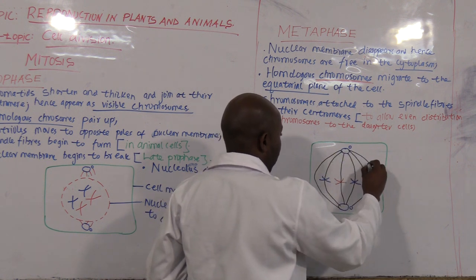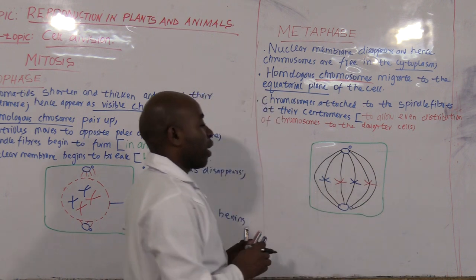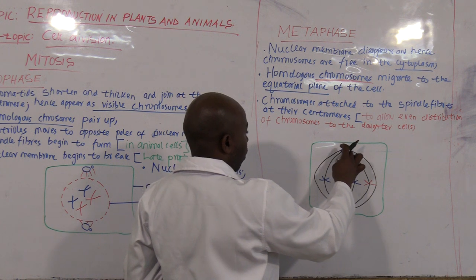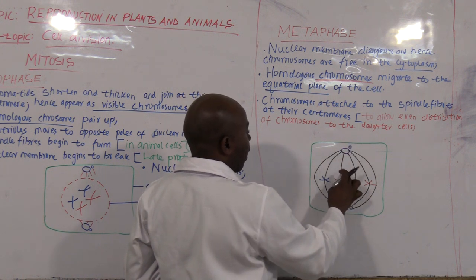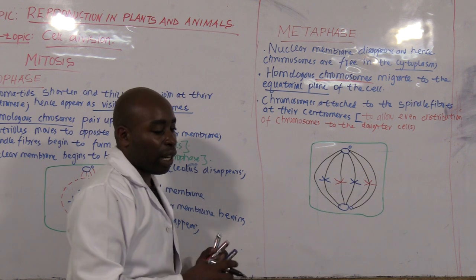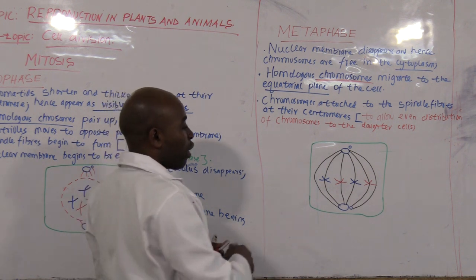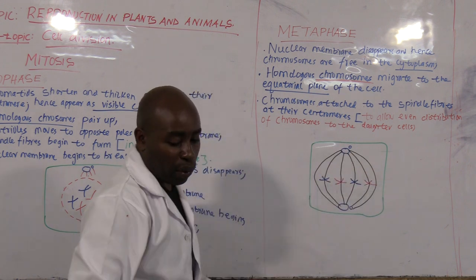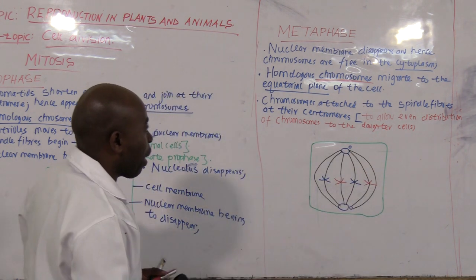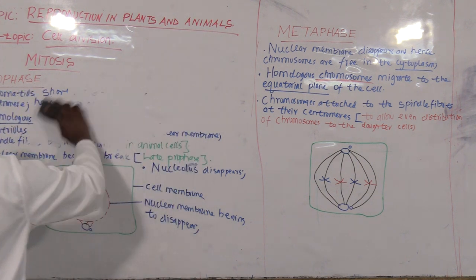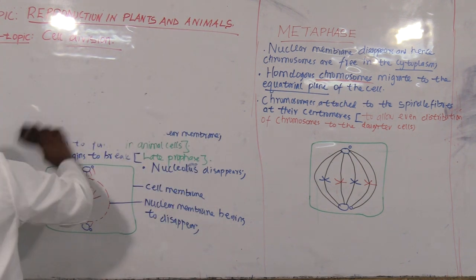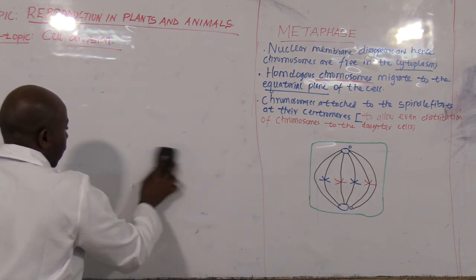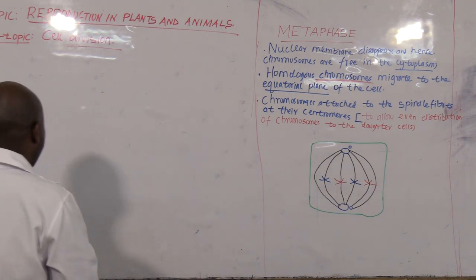That is how they are held. So we have the centrioles being attached to the spindle fibers at the centromere, and you have seen the importance of that. So in this case, now the chromosomes are free to move along the cytoplasm because we don't have any nuclear membrane. Sorry, anaphase. The next stage is anaphase. So once you're done with that, we now proceed to anaphase stage.